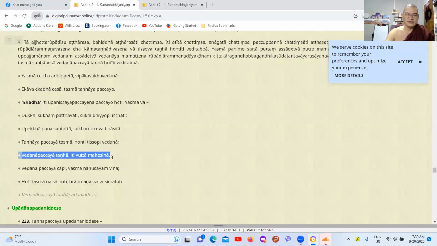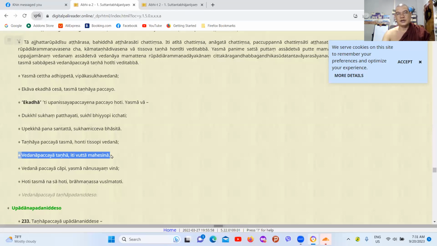Latent feeling, anusaya vedana. So anusaya vedana is surrounded by, is accompanied by avijja. But here, except anusaya vedana, all vedana must be accompanied by avijja.